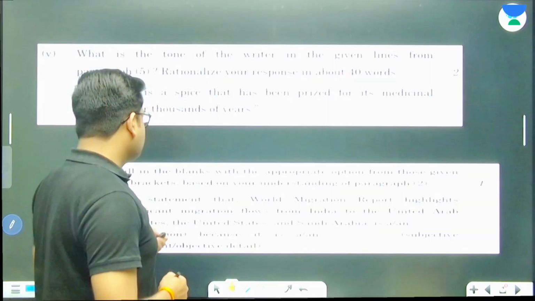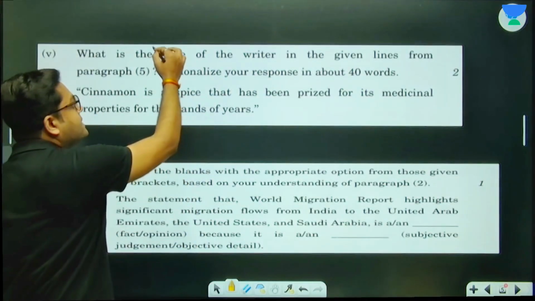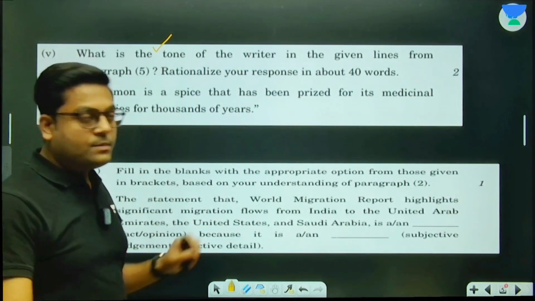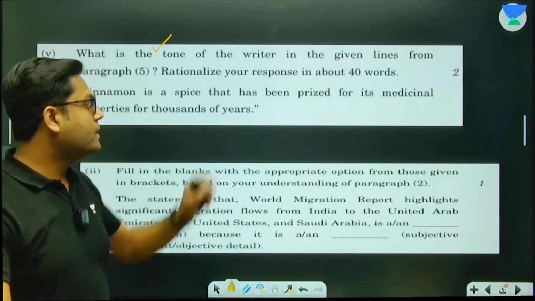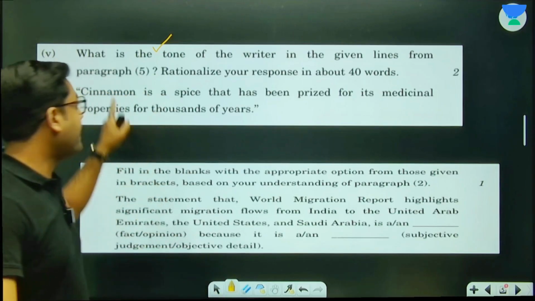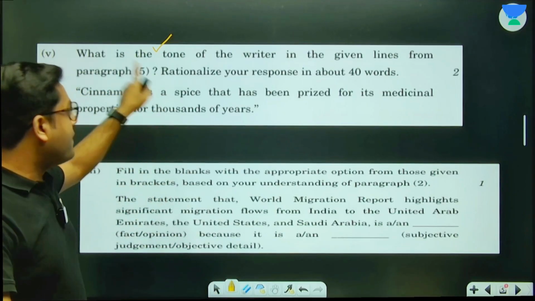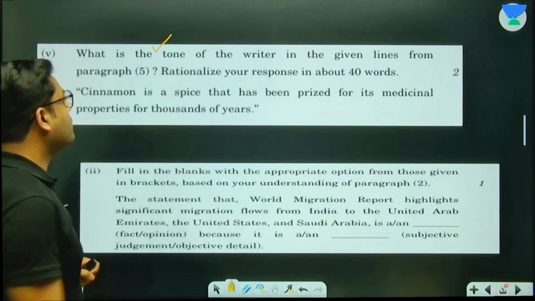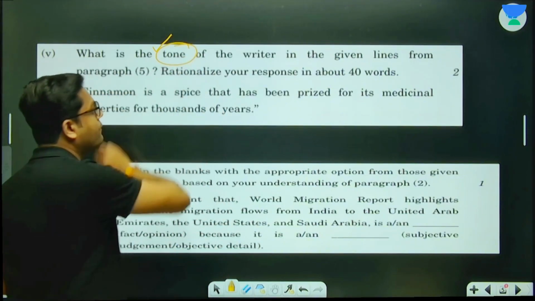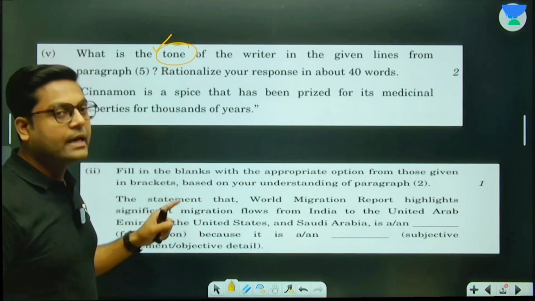Let us have an example. This example was asked in last year's PYQ. So the question goes like, what is the tone of the writer in the given lines from paragraph 5? Rationalize your response in about 40 words. As you can see in this particular question, you have been asked about the tone of a particular line, not the entire paragraph.